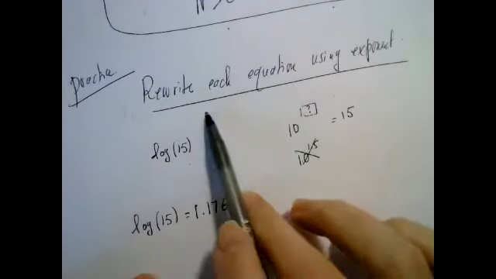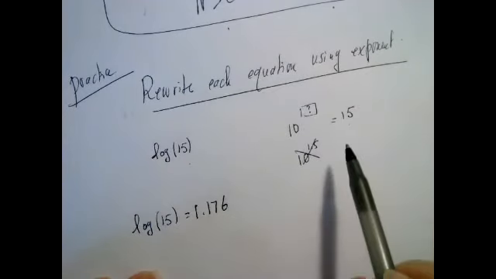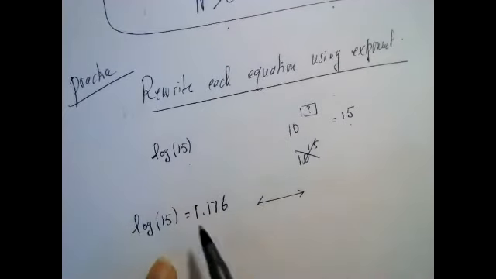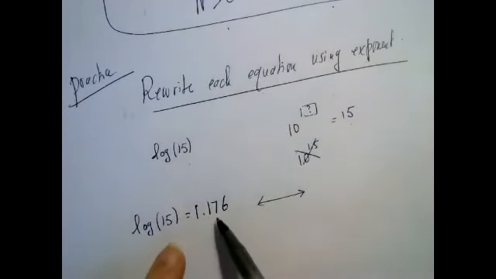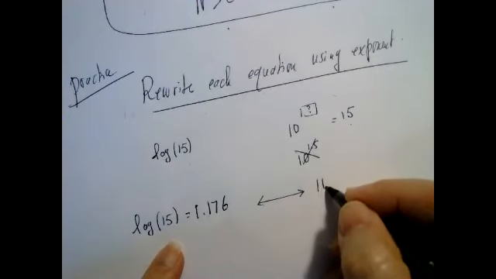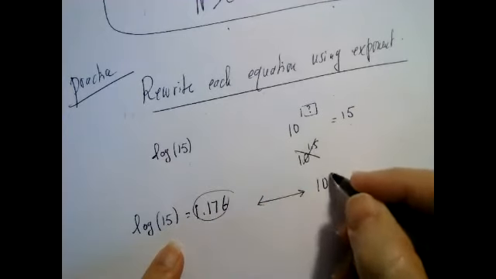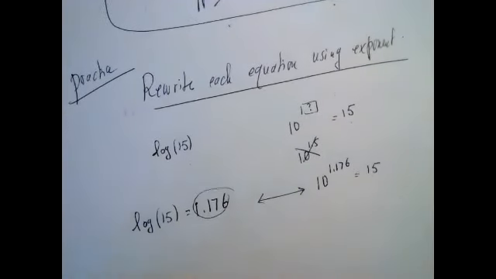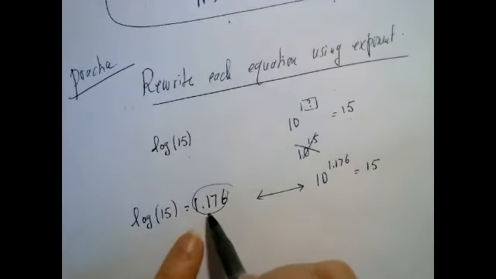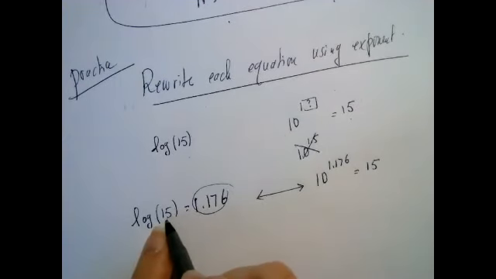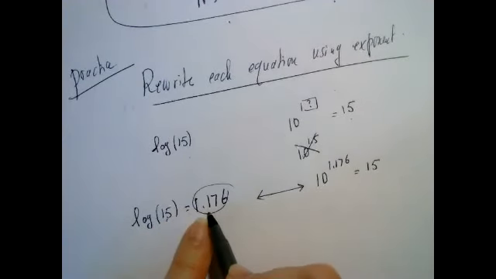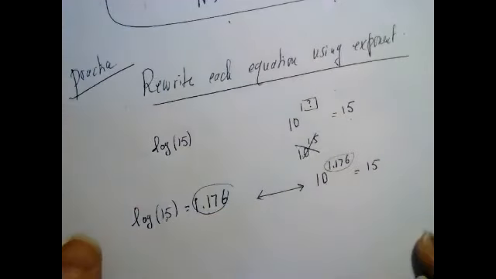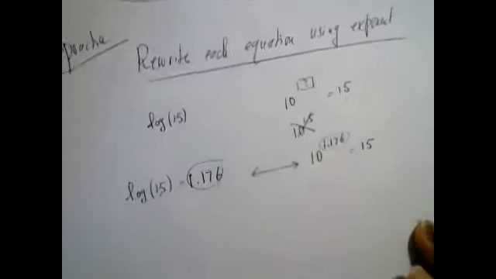Okay. Now, rewrite each equation using exponent. It means I want the following. What does this mean? So you plug in this stuff and you get that. It means that if I take 10 to this power, you get 15. So that's really that definition. The output of log 15, you can think of this as an input. The output is 1.176. The output is the power of 10 that gives me 15. So that's what we mean by rewrite as exponent.